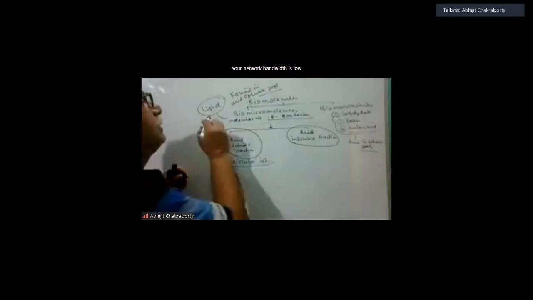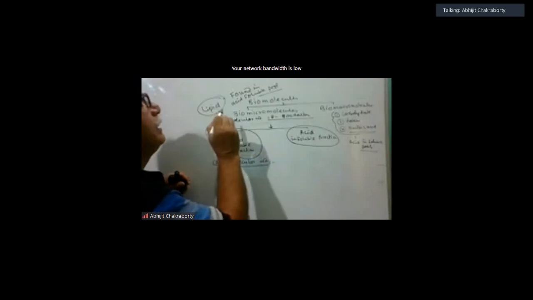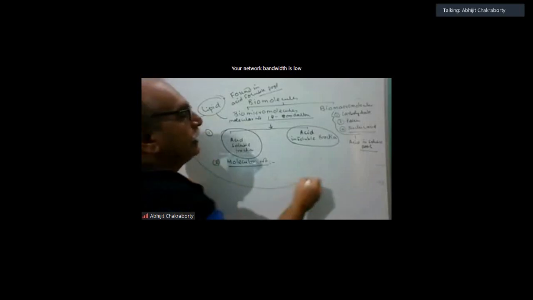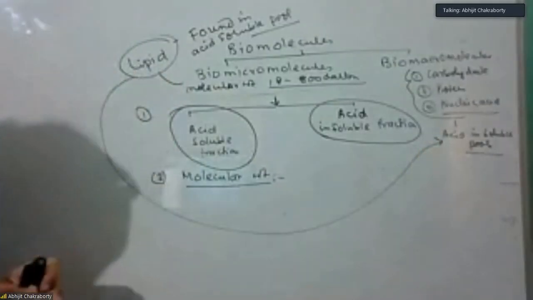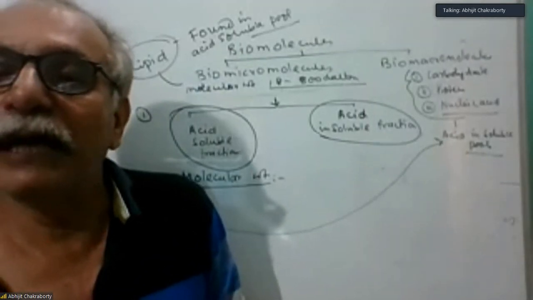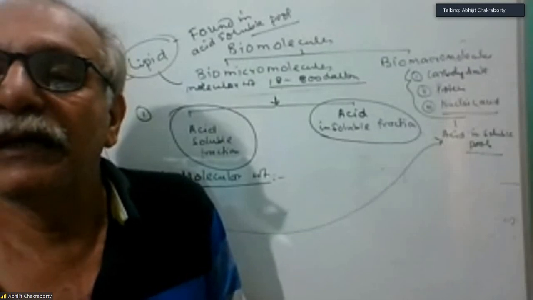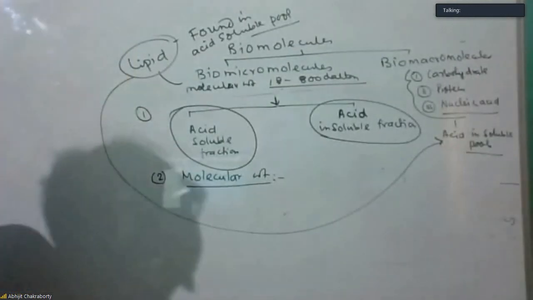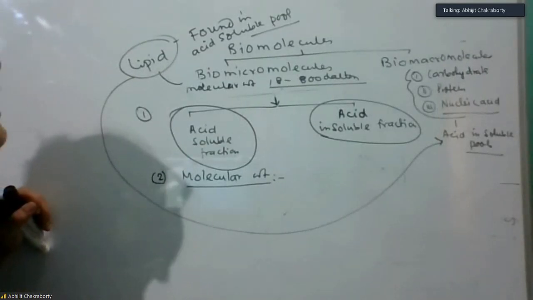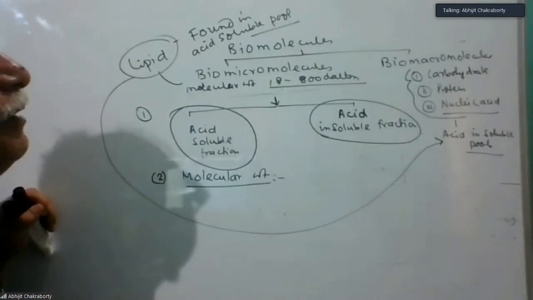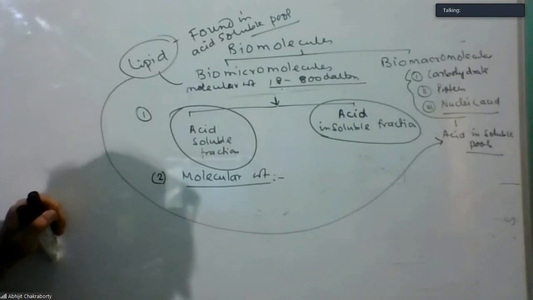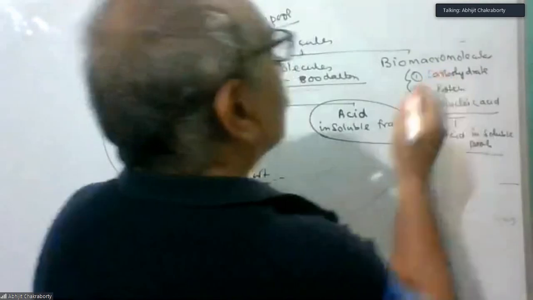Lipid is the most interesting thing. Regarding the molecular weight, it is under biomicromolecules, but it is also found in the acid insoluble pool like the macromolecules. A peculiar characteristic it shows: regarding molecular weight, it is under the biomicromolecules, and regarding whether it is found in the acid soluble or insoluble pool, it is found with the acid insoluble pool like that of the biomacromolecules.